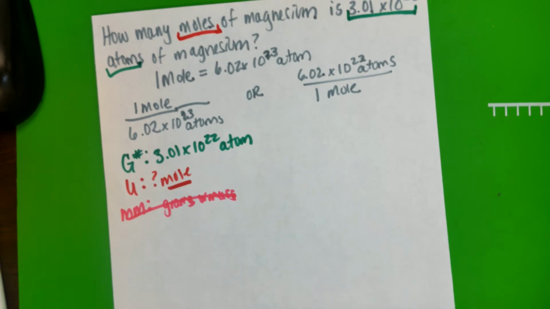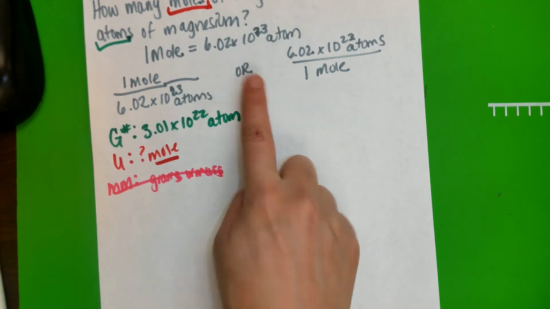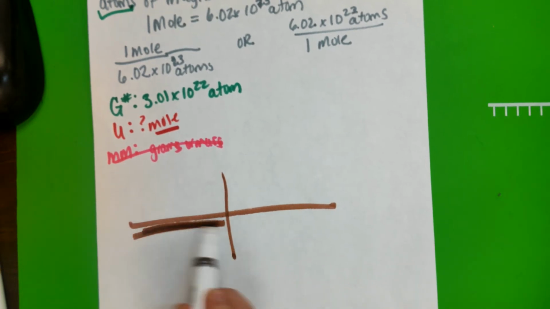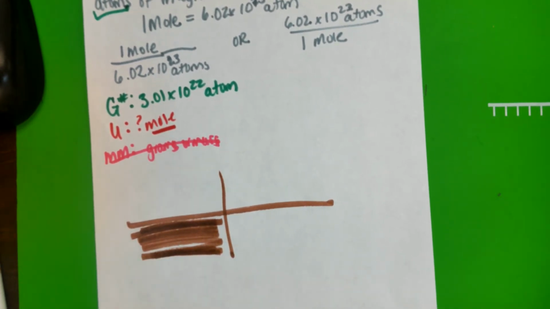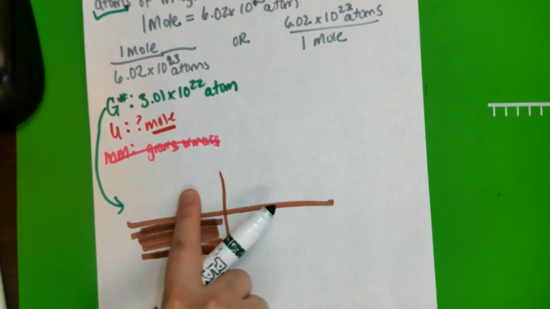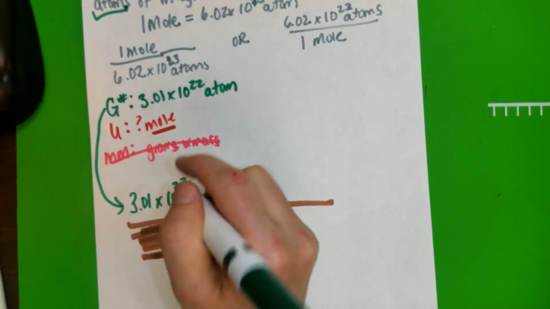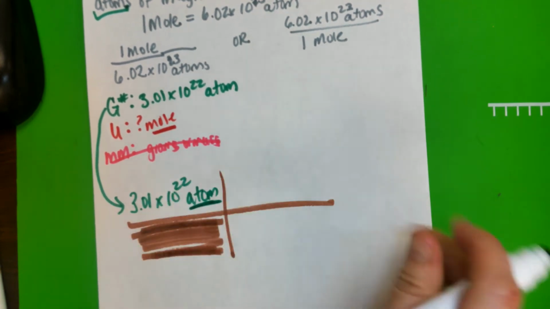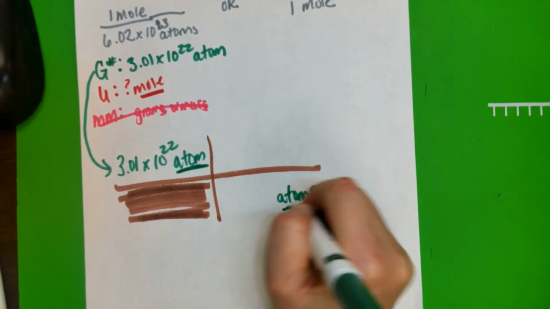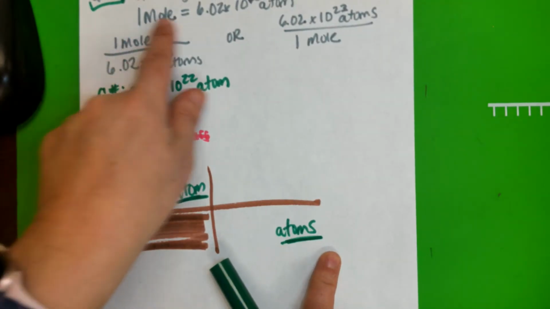So let's start with our given number. Of course we have to draw the conversion. It's only one conversion, so we're just going to draw the T right here, and here there's nothing, or you could just put 1. We always start with your given number, the first one on the top. It would be 3.01 times 10 to the 22nd atoms. Because this one says atoms, then the one across down has to say atoms as well. That's how you can tell which one you will use.